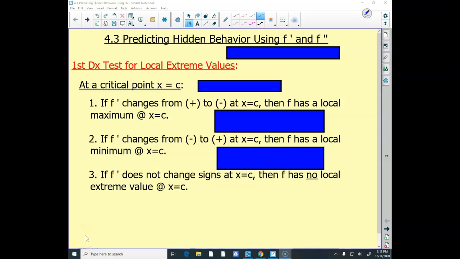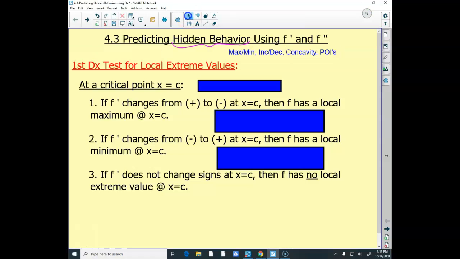Good morning! On to the next lesson, predicting hidden behavior using f prime and f double prime. Okay, 4.3. We're going to be in this section probably until the end of this week. Okay, and just remember, what the heck is hidden behavior?